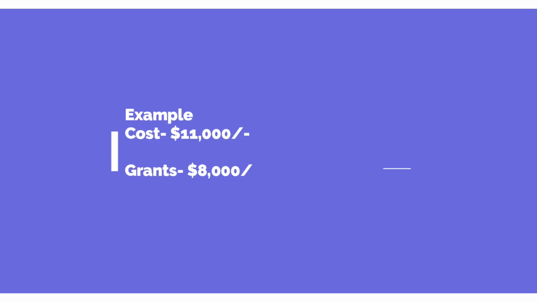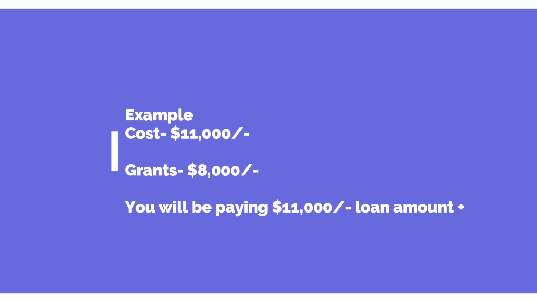So for example, if your course is, let's say, $11,000 and they will calculate your grants, which again, they consider a lot of factors when they calculate. So if you get, for example, 8,000 in grants, then you don't have to pay 11,000 plus 8,000 back to the government. You will just be paying the 11,000 that you have got as a loan. So I will be explaining that in detail.